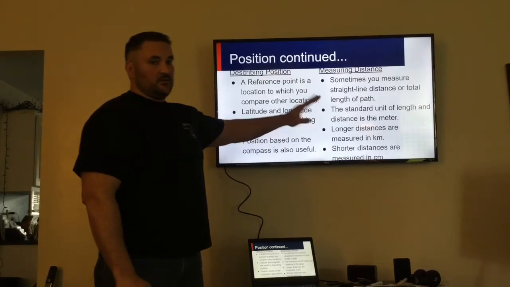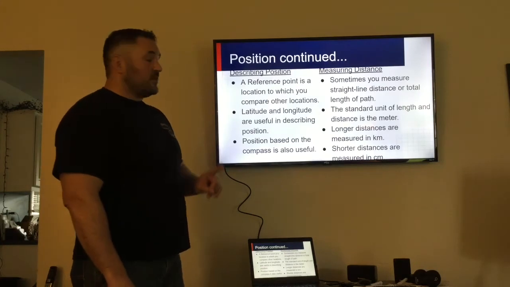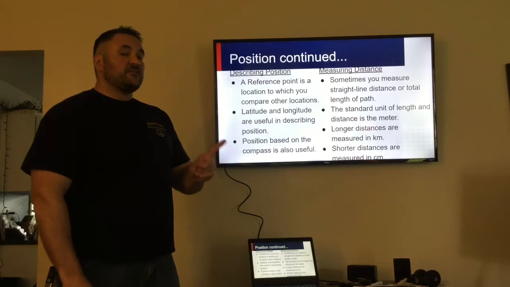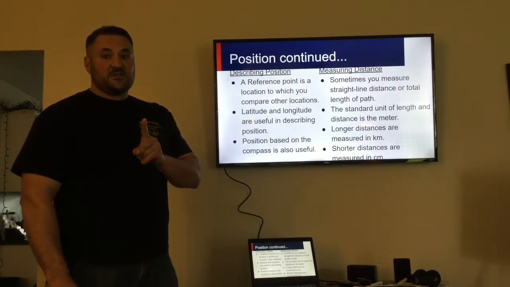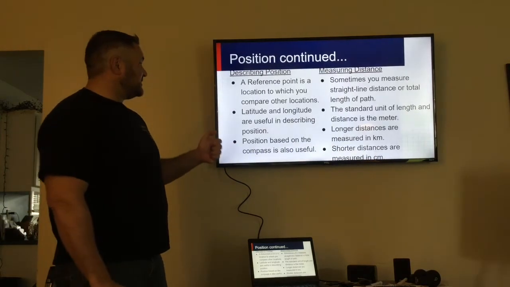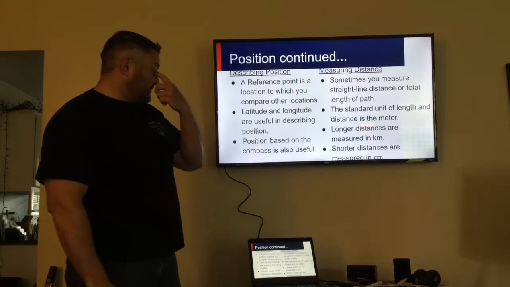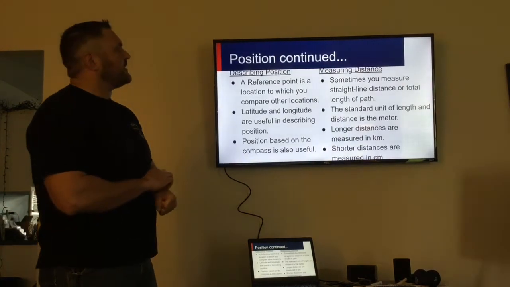Latitude and longitude. In geography class, you guys have talked about latitude and longitude lines. Those are super good ways of using position. In fact, if you guys go on to the military, they use GPS positioning all the time. If you have one of those handheld GPS things, they use latitude and longitude. Position could be also used when you're doing compass drills, like if you're in the Boy Scouts. I know the Boy Scouts use compasses all the time.